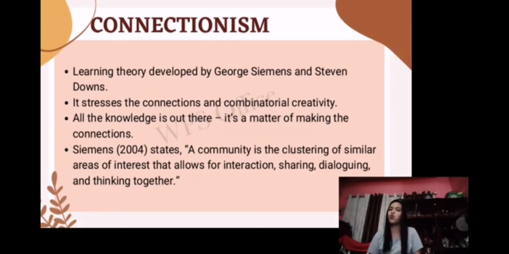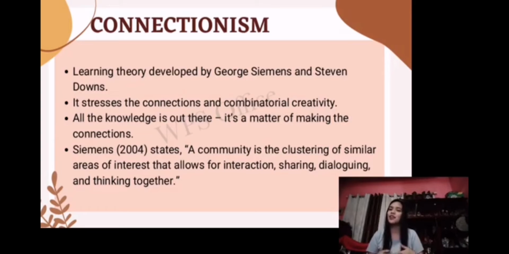The number one source of knowledge right now is the internet. Yes, teachers are there, books are there, but still the majority of the knowledge that we can take will come from the internet. You search for information, so the knowledge is out there. The problem is how you can get that knowledge and how you can connect that knowledge to your own perspective. So as stated in this theory, it is a matter of making connections.